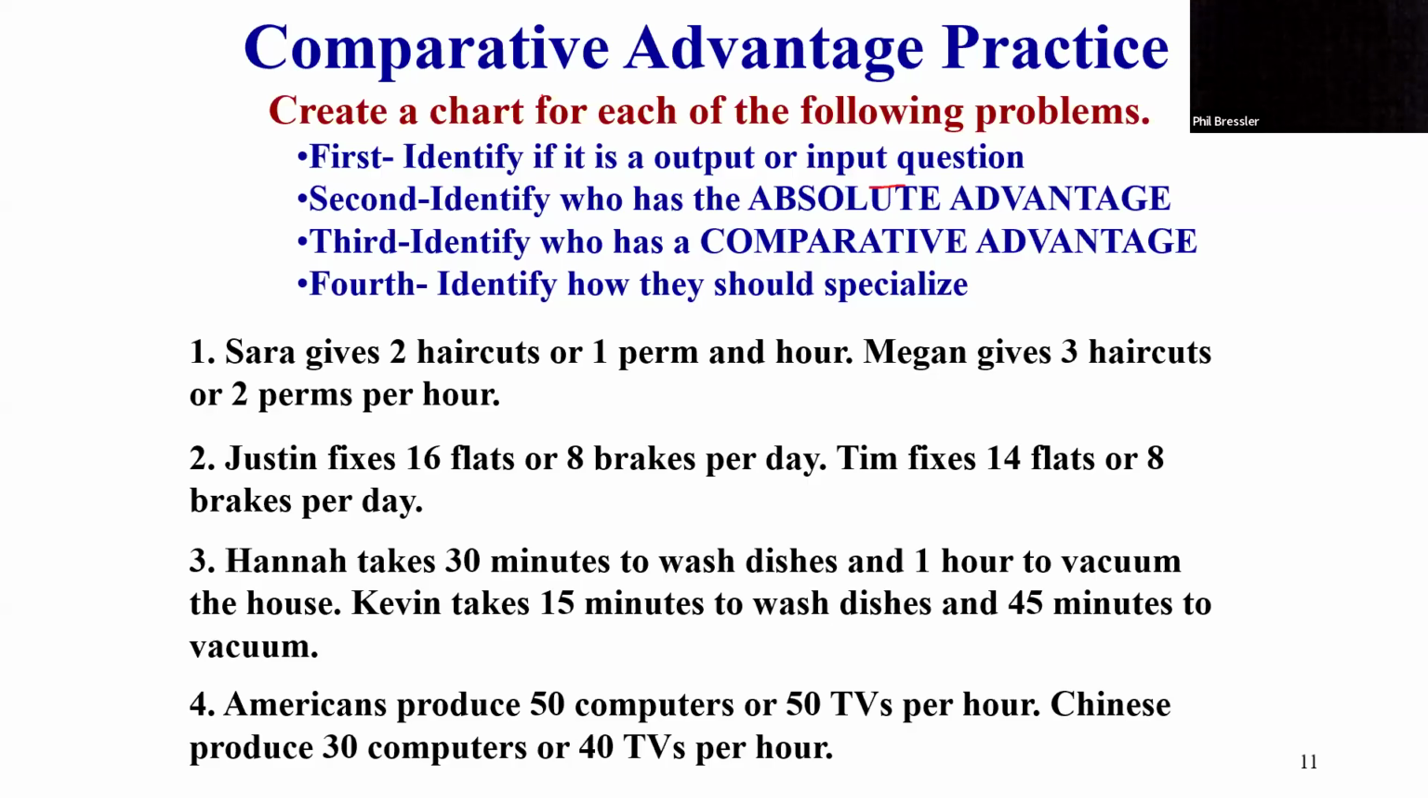Say for the first one, Sarah gives 2 haircuts and 1 perm an hour. Megan gives 3 haircuts and 2 perms. Think about it for 30 seconds and decide if it is an input or an output question. Okay, input or output? Type it in. I'm getting output. Yes, because it's how many haircuts or how many perms. Good.